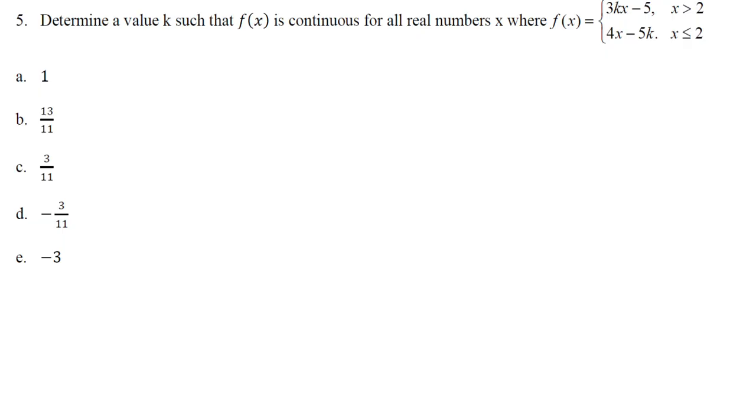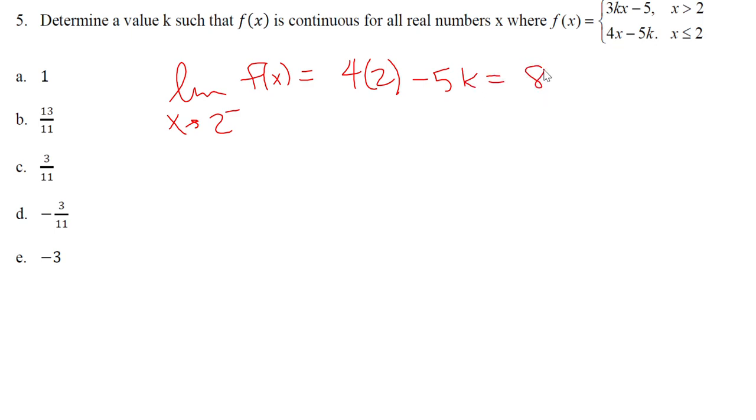to 2. Well, for the function to be continuous at all real numbers, we just need to make the limit as we approach 2 from the left equal to the limit as we approach 2 from the right, because each individual piece of this would be continuous for all real numbers. So the only place we might have a discontinuity is where the two different parts match up. So we'll do the limit as x approaches 2 from the left of f of x, which should be the portion when x is less than or equal to 2. So that'll be 4 times x, or 4 times 2, minus 5k, which is 8 minus 5k.